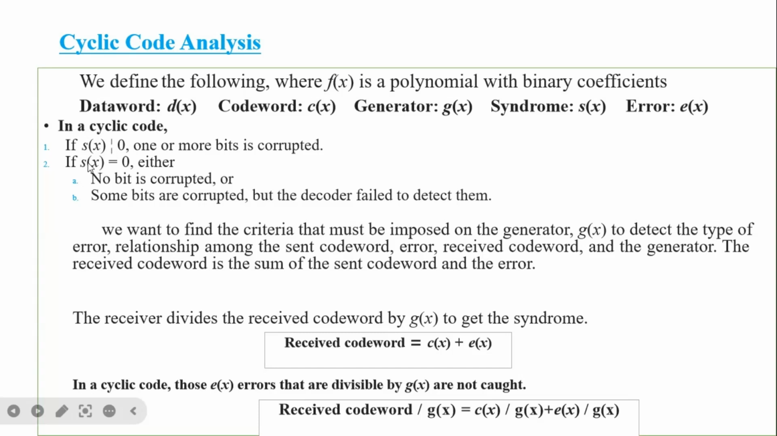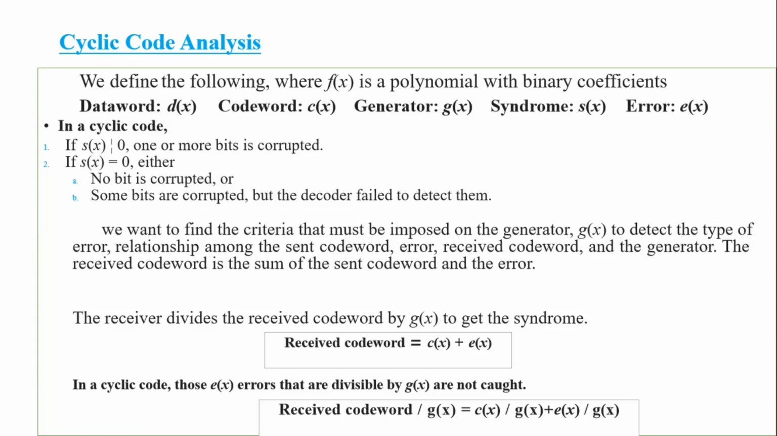If the syndrome is zero, then there are two possible conditions. Either it is error free, the message has not been corrupted at all, or there were corrupted bits but the decoder failed to detect them. So either no bit is corrupted, or some bits are corrupted but we fail to detect them.